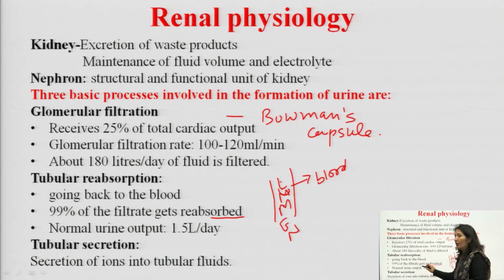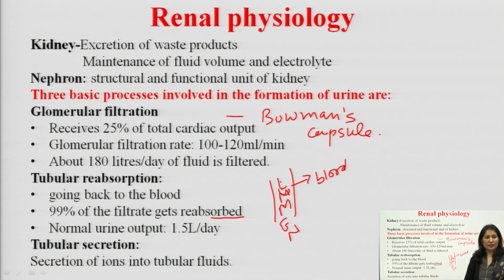So, of the filtrate that entered the renal tubule after filtration, 99% will go back, whether it is ions, glucose, sodium or amino acids. That is tubular reabsorption. After reabsorption, what is left in the renal tubule forms urine. So, normal urine output is 1.5 liters per day.